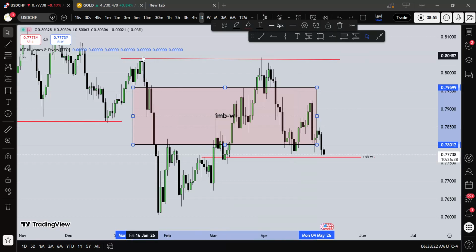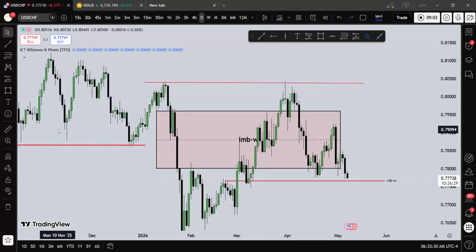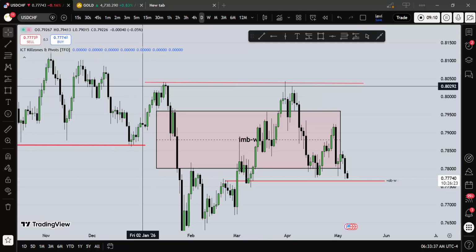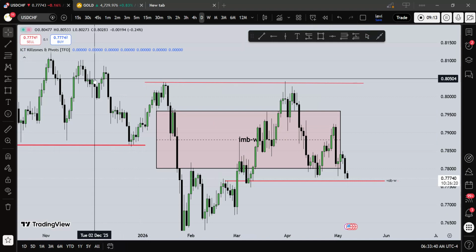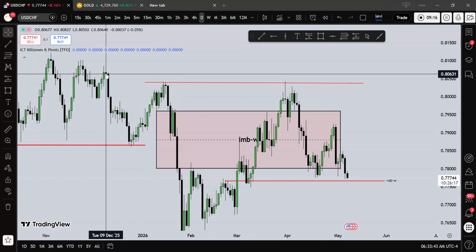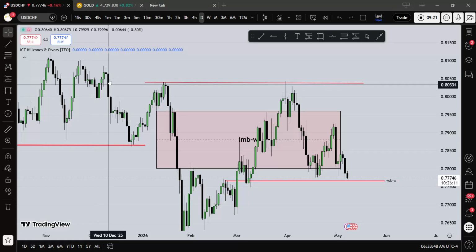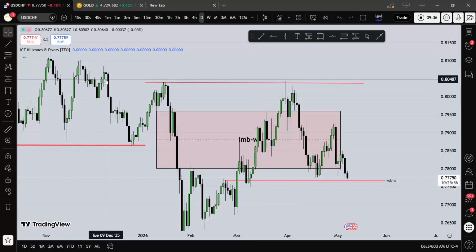We went slightly above, and if you look here, you see that there's a little bit of space left from this imbalance here. It can also be called, I think, the ICT concept. He calls it CB, sell side imbalance, buy side inefficiency. So take note of that. It's called a CB. So there's a little space left here on the CB.